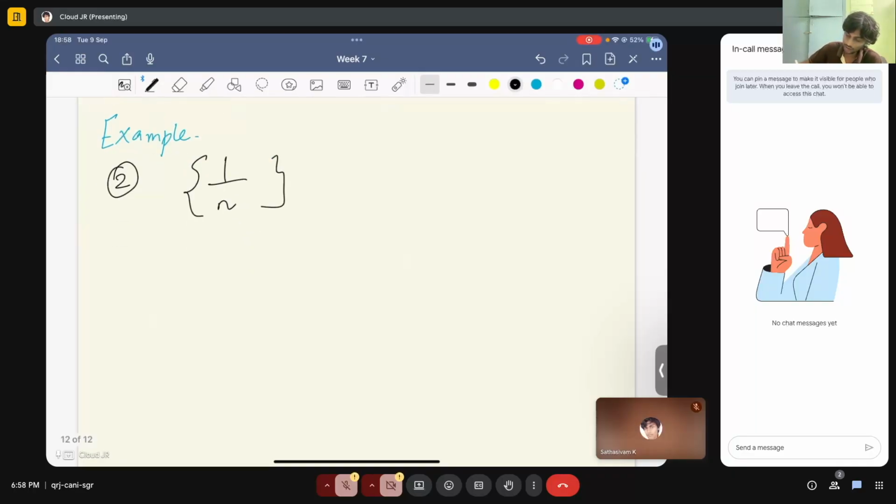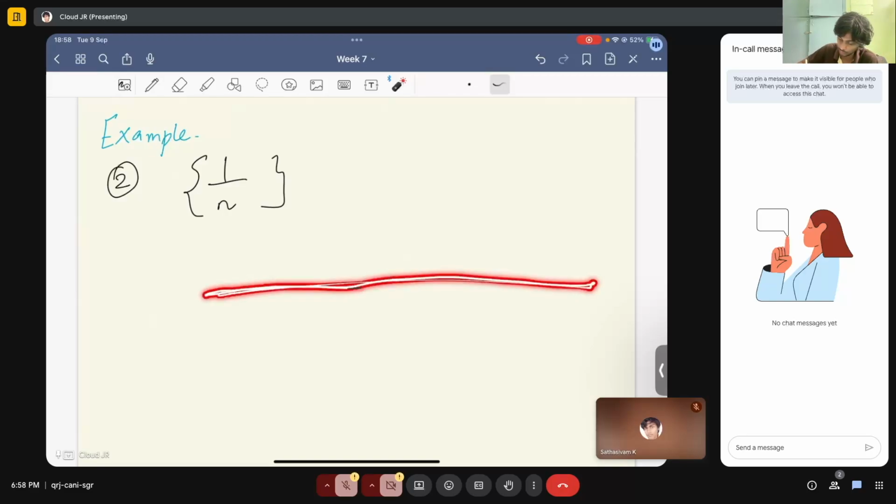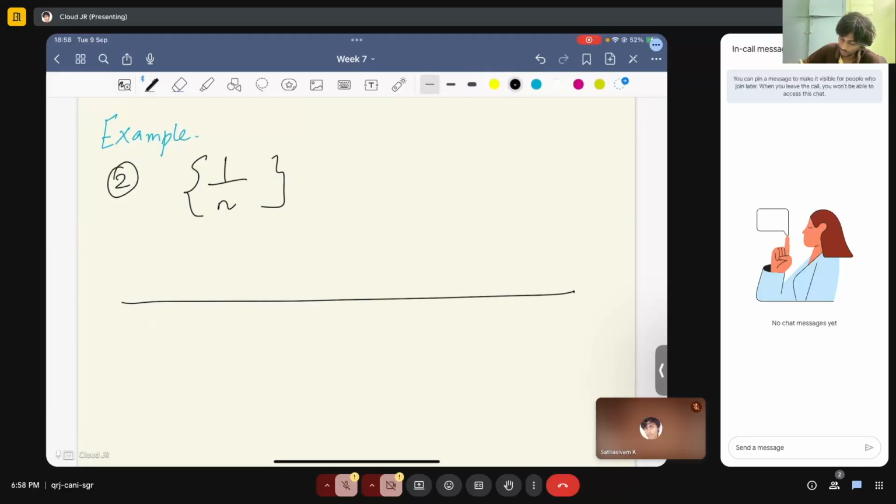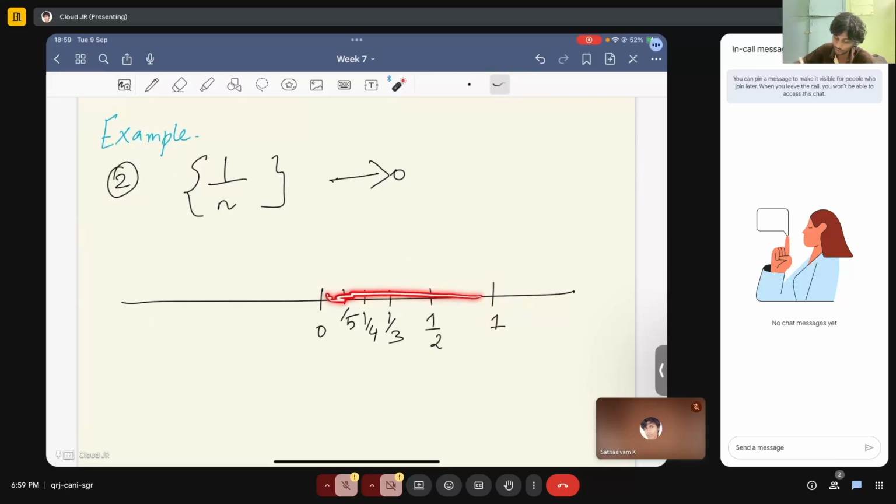Now what you can see is this. I'm not going to prove it here, but I will just draw the intuition. It's not a proof. Let's say here is a 0. So 1 by n, let's say start with 1 here, and you have 1 by 2 here, and then 1 by 3 somewhere here, and you have 1 by 4 somewhere here, and 1 by 5 somewhere here. So basically, you're going closer and closer to 0, right? So this sequence converges to 0. It requires a proof, but when you look at the diagram, it kind of goes to 0.